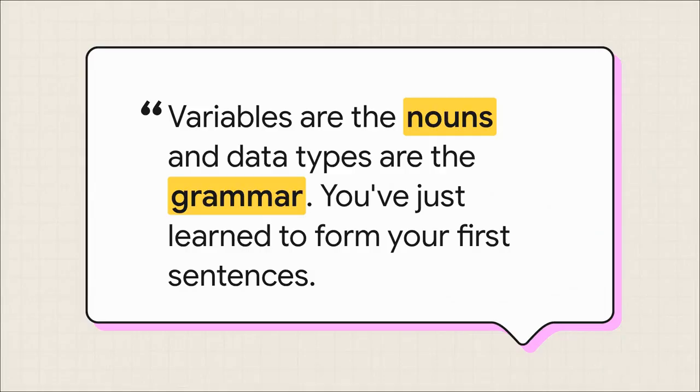I really love this analogy because it frames it so perfectly. Think about it. If programming is a language, then variables are the nouns, the things you're talking about. And data types? They're the grammar, the rules for how you put those nouns together. What you've just done is learn how to form your very first complete sentences in Python.